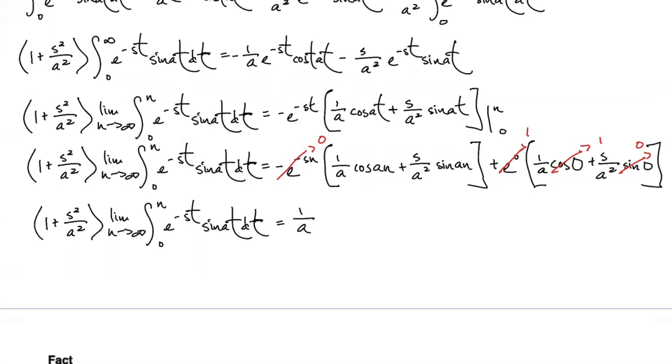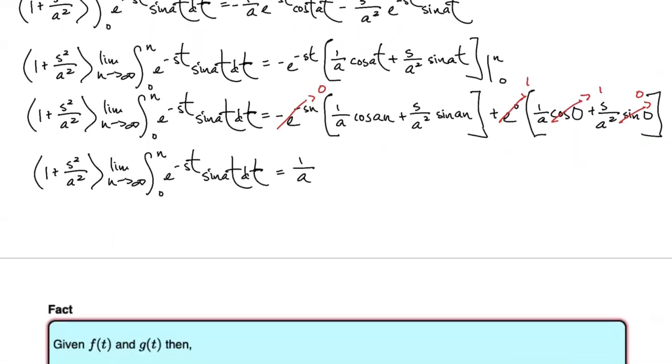All right, we are so close to being done with this problem. Okay, we are still close to being done. All we got to do is take this 1 plus s squared over a squared and divide it to the other side. All right. Now, let's see what that gives us.